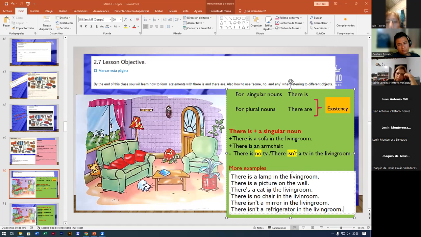All right. Now, let's read these examples. We have the affirmative form and the negative. Lenin, can you read the first one, please? It says, there is a lamp in the living room.